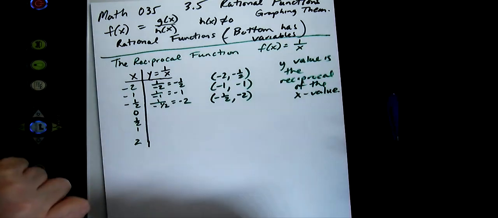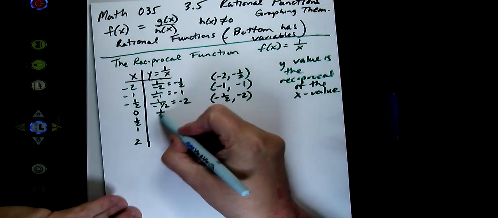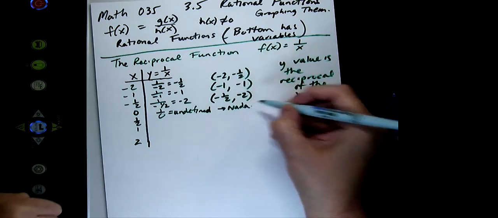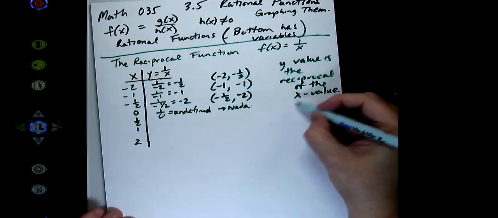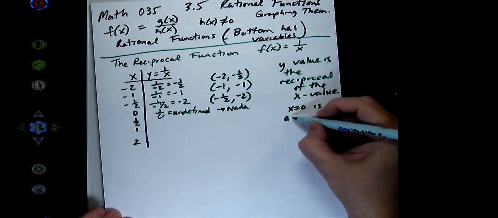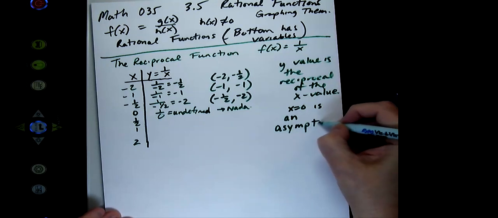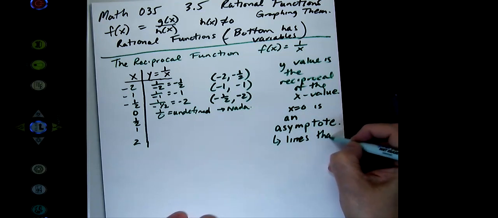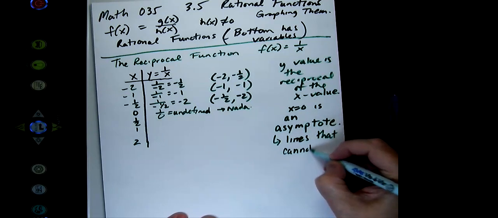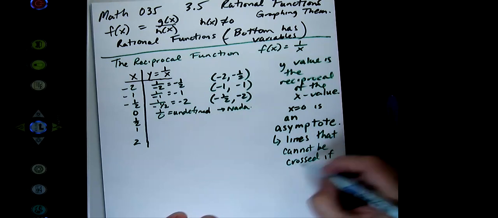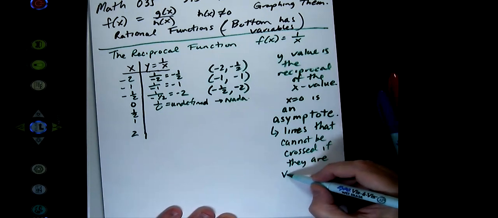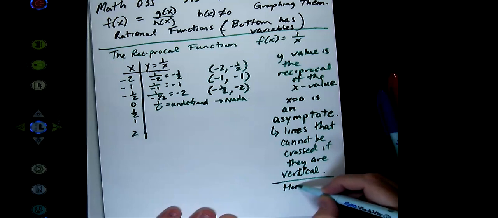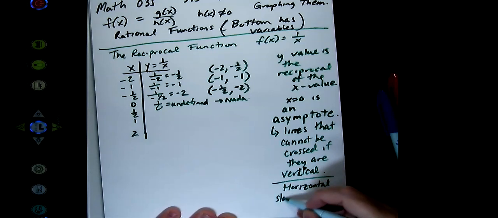Zero. One over zero is undefined. We don't have a value here, so there's nada at zero. x equals zero is called an asymptote, A-S-Y-M-P-T-O-T-E. Asymptotes are lines that cannot be crossed. They are vertical. The horizontal and slant or oblique asymptotes have different properties. We'll do those in a second.